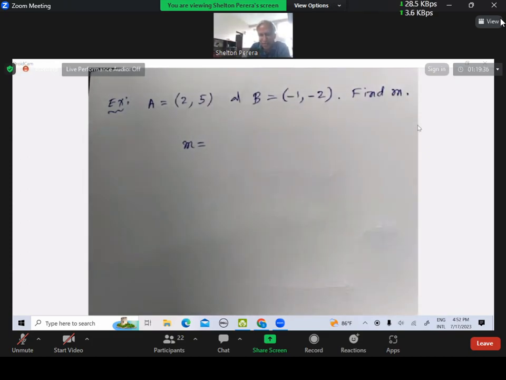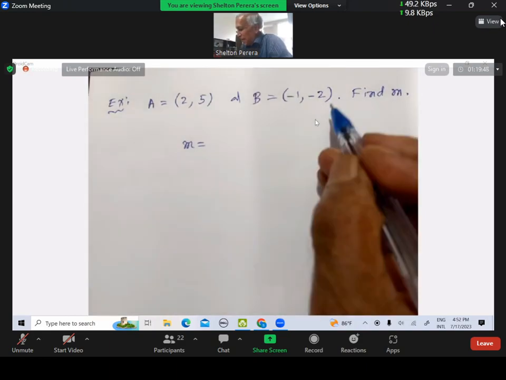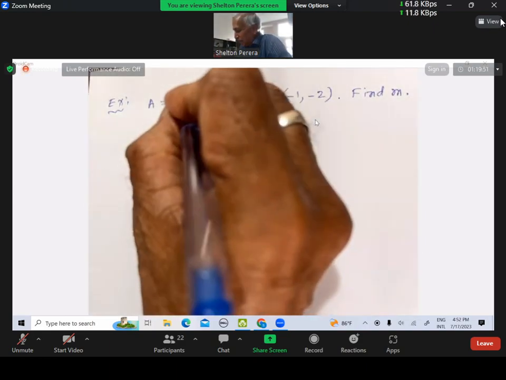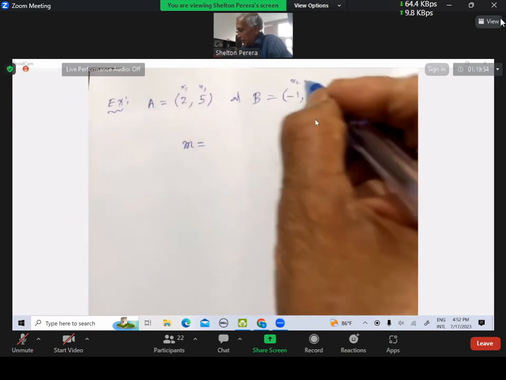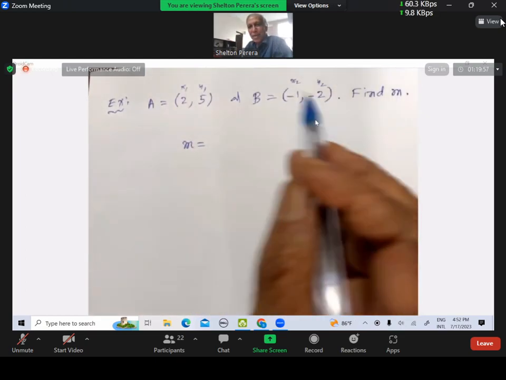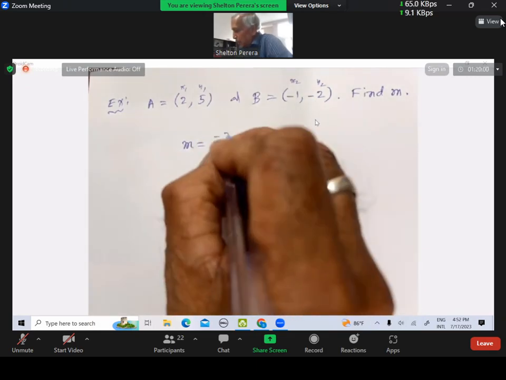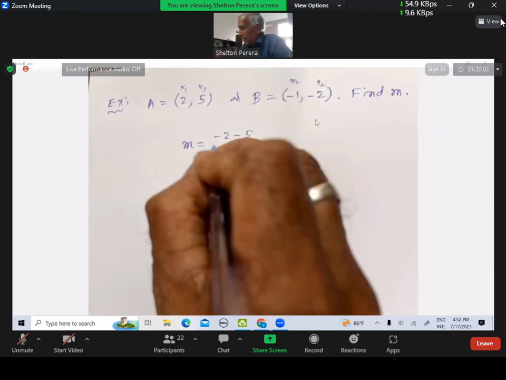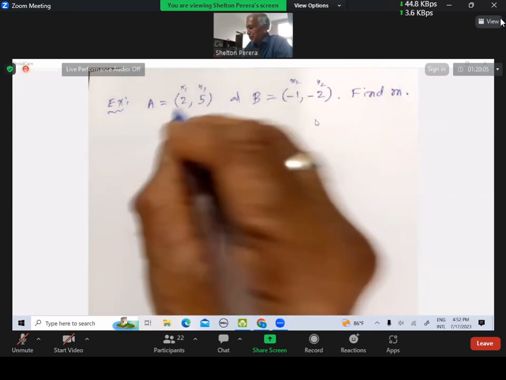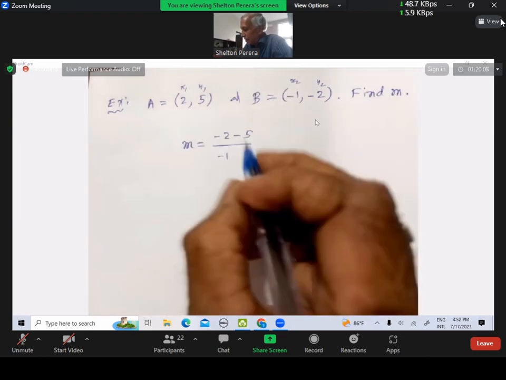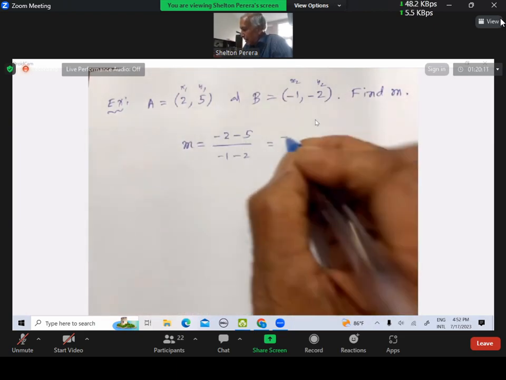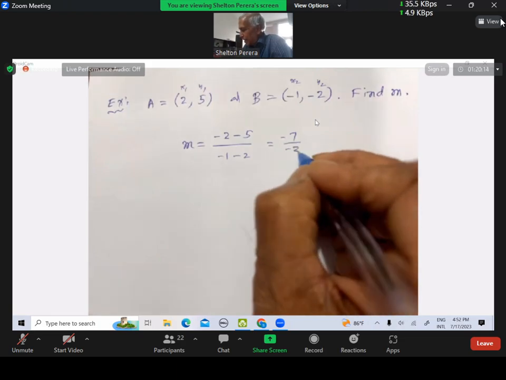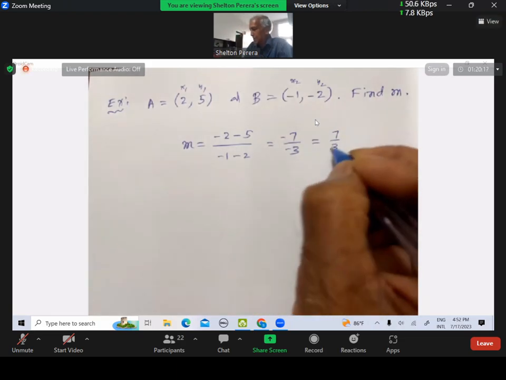Yes, one student coming in, two students. 7/3, 7/3. Very good. Thank you. So let us take this to be x1, y1 and this to be x2, y2. So y2 minus y1, that is -2 minus 5, divided by x2 minus x1, -1 minus 2. So it is -7 over -3, that is the same as 7/3.